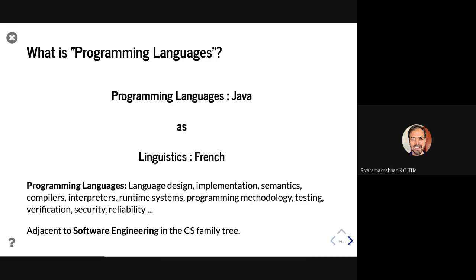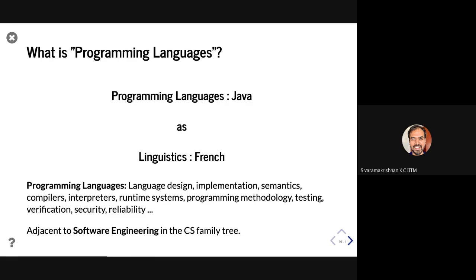When we say programming languages is a field, it involves a lot of things, right? We can say language design, implementation, semantics. Compilers is also part of programming languages, interpreters, runtime systems, security, reliability, testing, verification, and so on. It sits adjacent to software engineering in the family tree. But to be clear, this is not a software engineering course, right? We are going to study programming languages.